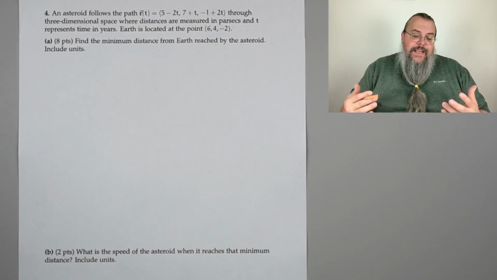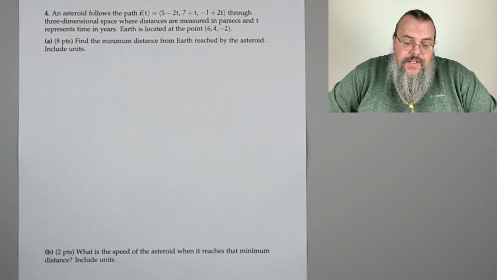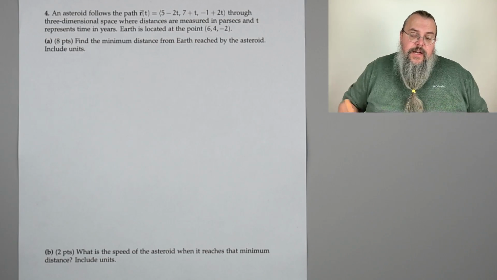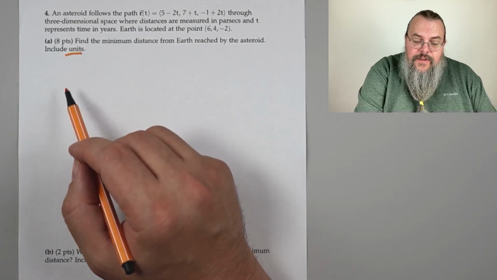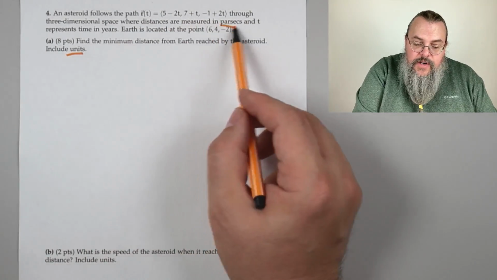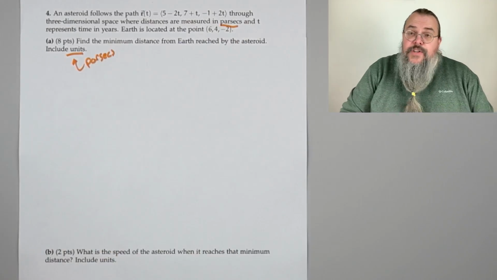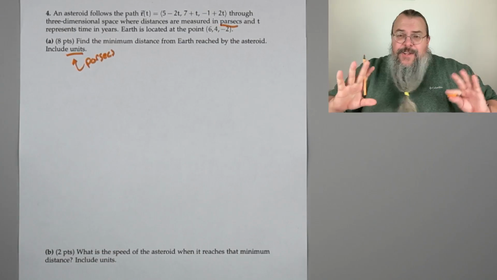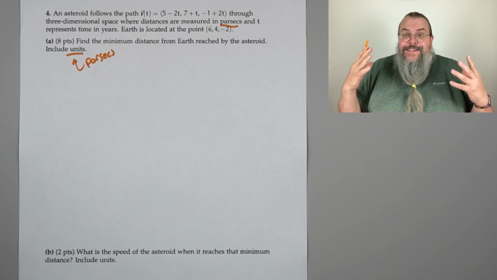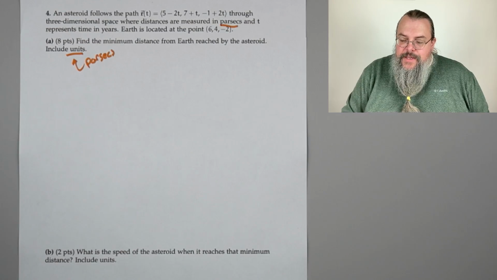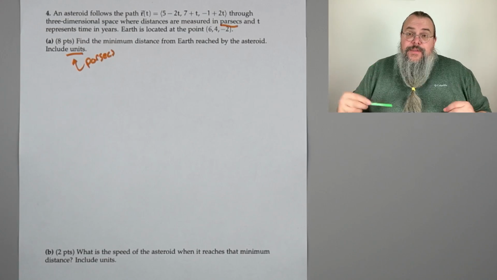All right, part A. Find the minimum distance from Earth reached by the asteroid. Include units. Now, because we need units, we automatically know, well, it's a distance, and distances are measured in parsecs. So whatever we write down, we write parsecs after it, and even if we get everything else completely wrong, we'll get the units part right. So hey, we're going to get something out of this because we want to get everything, so we should start with something. All right, minimum distance.